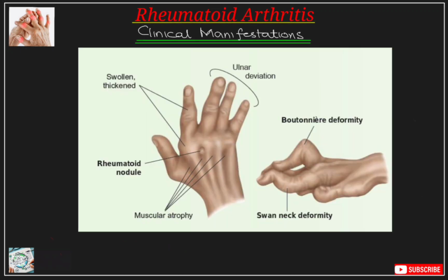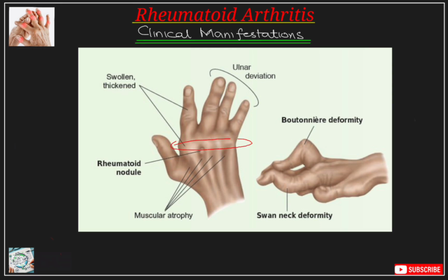Now let's focus on the hands, because a significant portion of the disability in RA comes from the hand involvement. RA typically starts with swelling of the metacarpophalangeal and the proximal interphalangeal joints, which leads to stiffness and pain. However, the distal interphalangeal joints are almost never involved. So, if you see significant distal interphalangeal joint involvement, think of other diagnoses like osteoarthritis or psoriatic arthritis instead of RA.